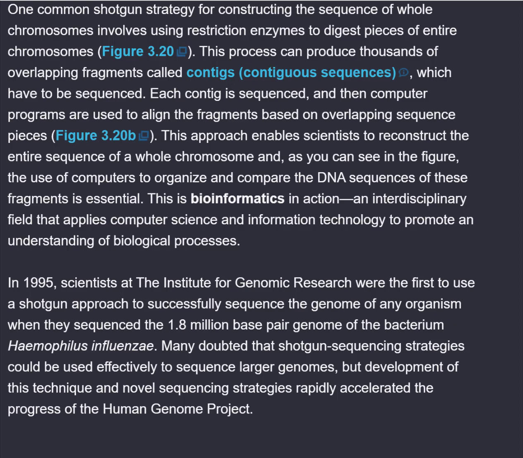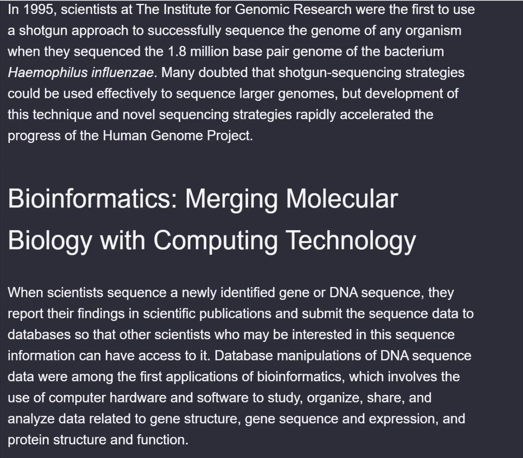biological processes. In 1995, scientists at the Institute for Genomic Research were the first to use a shotgun approach to successfully sequence the genome of any organism when they sequenced the 1.8 million base pair genome of the bacterium Haemophilus influenzae. Many doubted that shotgun sequencing strategies could be used effectively to sequence larger genomes, but development of this technique and novel sequencing strategies rapidly accelerated the progress of the Human Genome Project.